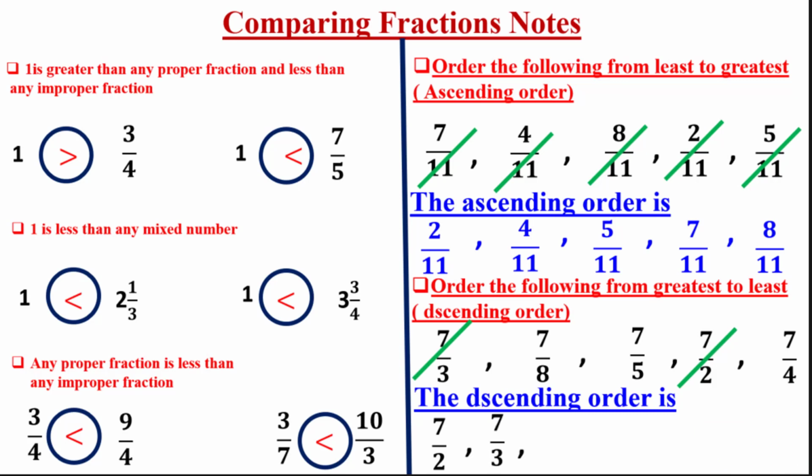Followed by what? Which one is the greater? 7 over 4, 7 over 5, 7 over 8. You can say 7 over 4. Excellent. And 7 over 5. And the smallest one here is 7 over 8. So don't forget, if we have a set of fractions with the same numerator, the greatest one is the fraction with the smallest denominator.